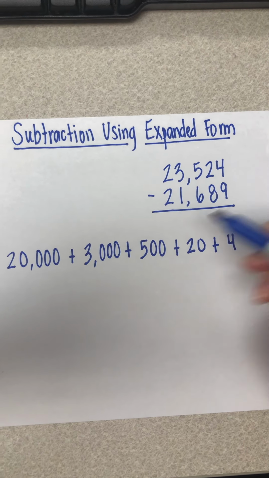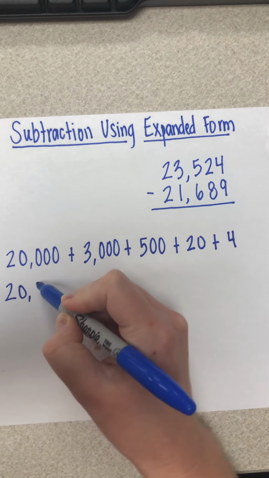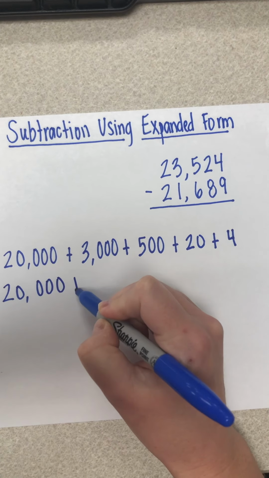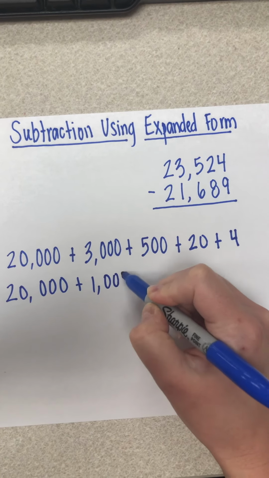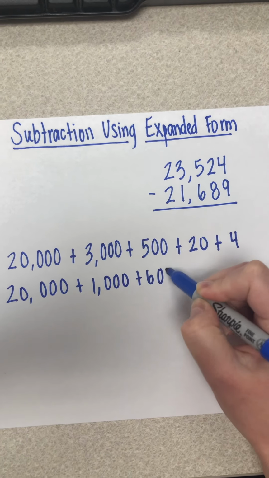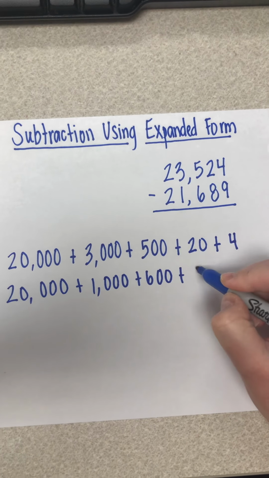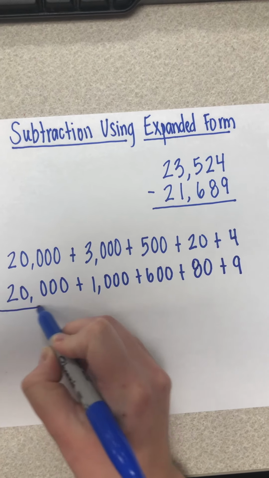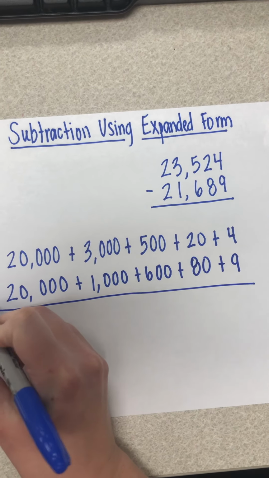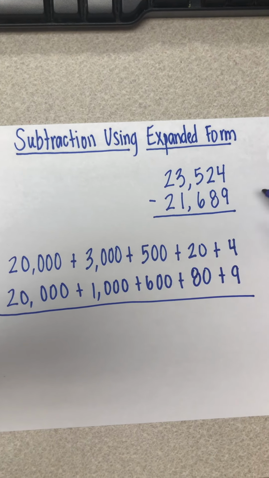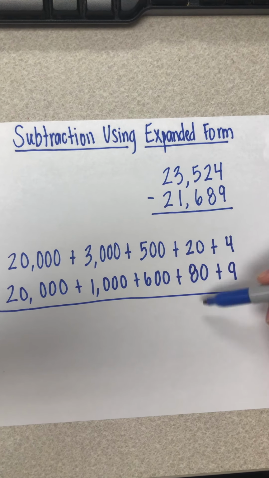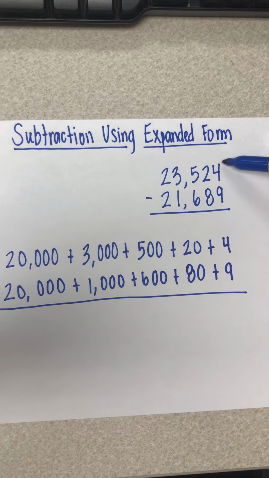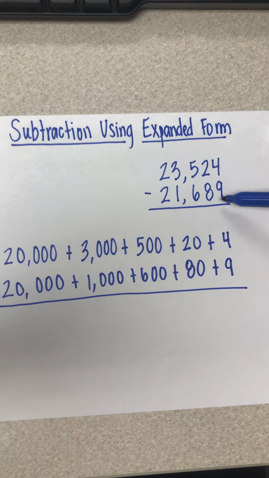Same thing for the second number. We'd line them up by place value: 20,000 plus 1,000 plus 6,000 plus 600, excuse me, plus 80 and plus 9. I'm going to show you simultaneously how it correlates and how they can see the borrowing and regrouping process. So just like up here with our standard algorithm, we start on our ones.